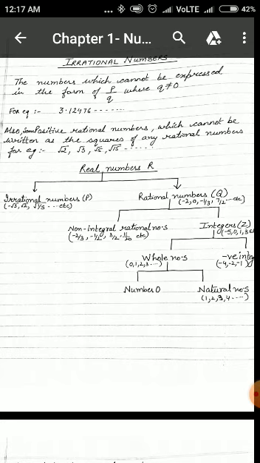Given below is a chart of real numbers, which comprise irrational numbers and rational numbers. Rational numbers are further divided as non-integral rational numbers and integers. Integers are made up of whole numbers and negative integers. Whole numbers comprise the natural numbers 1, 2, 3, 4 and the number 0.